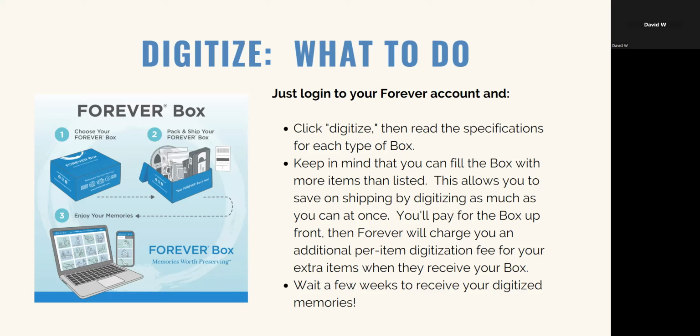But then keep this in mind. You can actually fill the box with more items than are listed. This allows you to save on shipping by digitizing as much as you can all at once. You pay for the box up front as if it had, like the small box is for two items. So you pay for the box up front and you pay for two items. But once you get the box, this is what I did: I pulled like nine items in it because it fit in the box. Then Forever just charges you an additional per item fee for your extra items, but you save on that shipping. And then all you have to do next is wait a few weeks to receive your digitized memories. So, woo-hoo! I loved doing that.